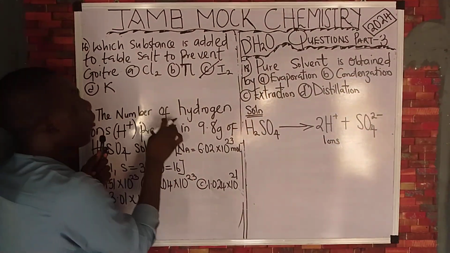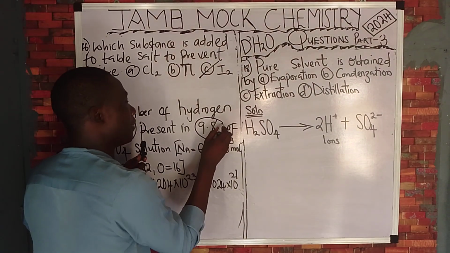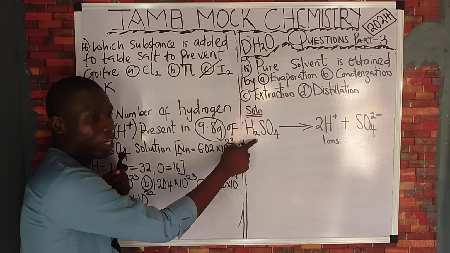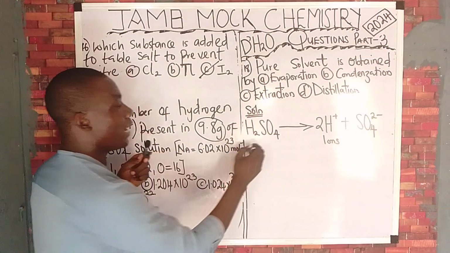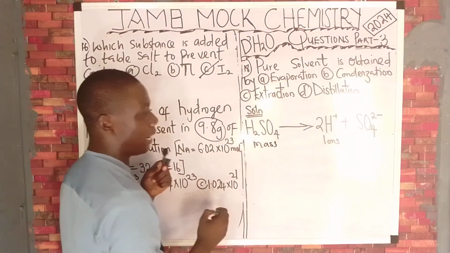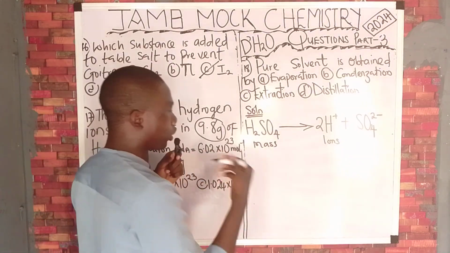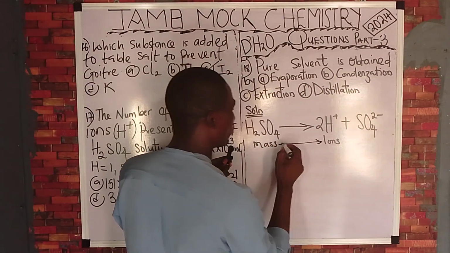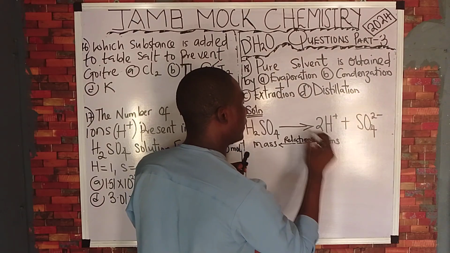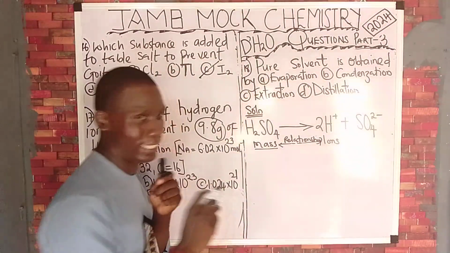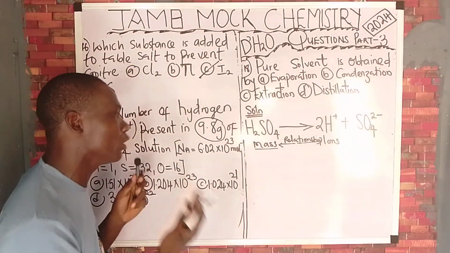The number of hydrogen ions present in 9.8 grams. They gave us the mass of the acid, but we are looking for the number of ions of hydrogen. So here they gave us the mass, but here we are looking for the ions. This is likely to be called a mass to ion relationship. You have to first of all establish the fact that here what is required is the mass, but here what is required is the ions.